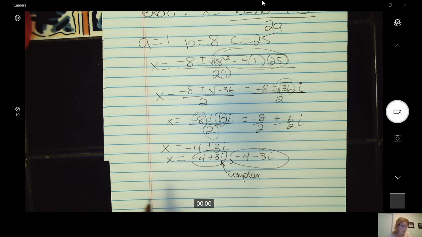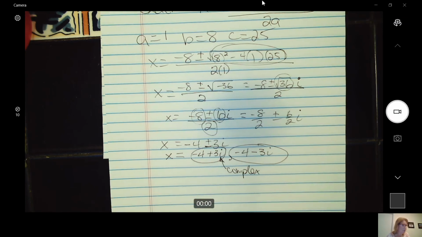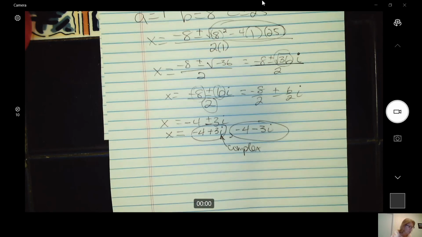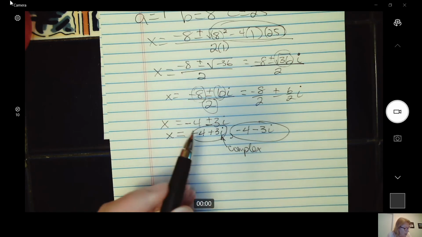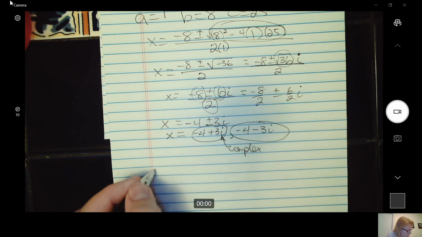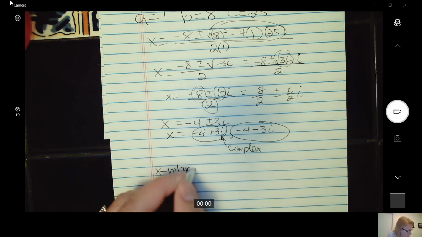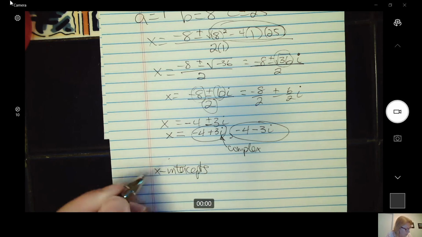Okay, now the rest of this problem said to use a graph and the x-intercepts to look at the graph to verify that these are complex solutions. X-intercepts correspond to the real valued solutions.